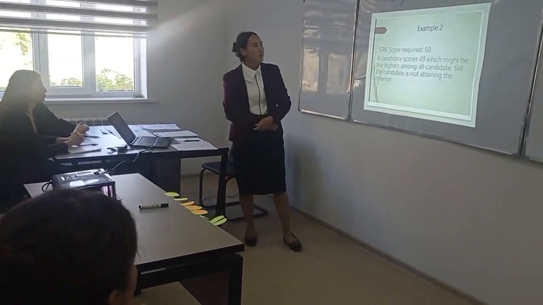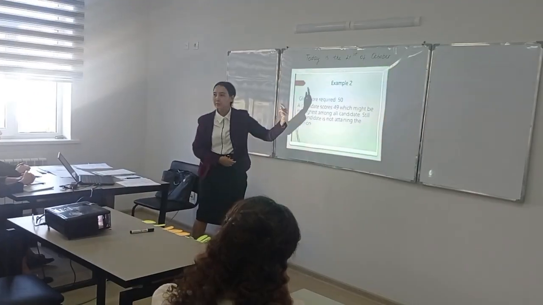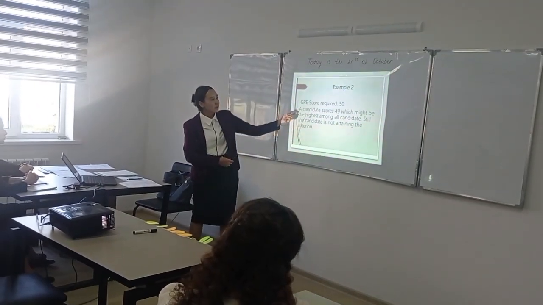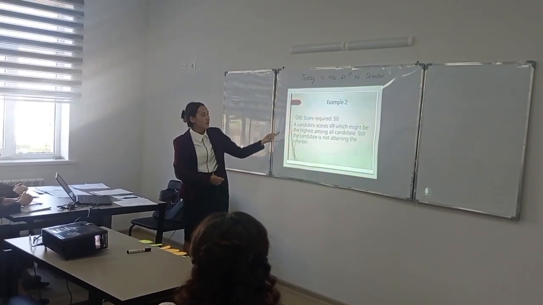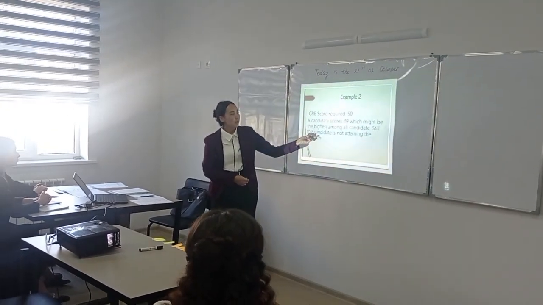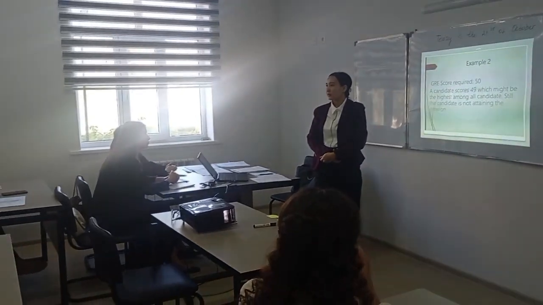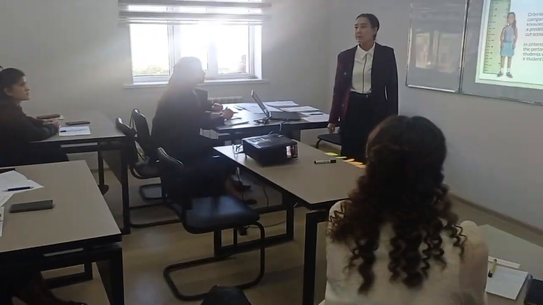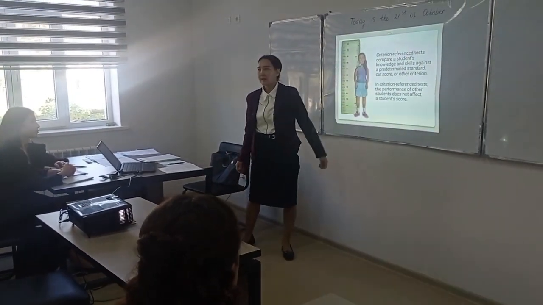Next example: the graduate record examination score required is 50 points, but a candidate scores 49, which might be the highest among all candidates. Even still, the candidate does not attain the criterion, because the candidate cannot get an appropriate grade according to the standard. This kind of assessment is also criterion reference assessment. Is it clear? Yes.